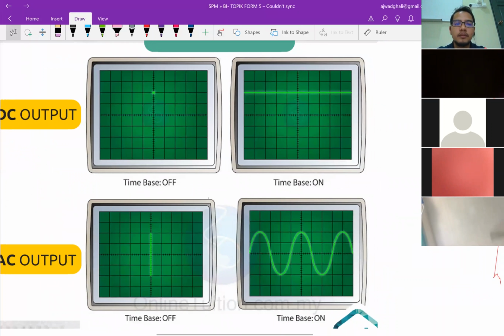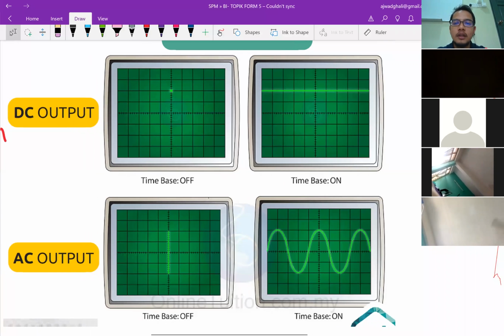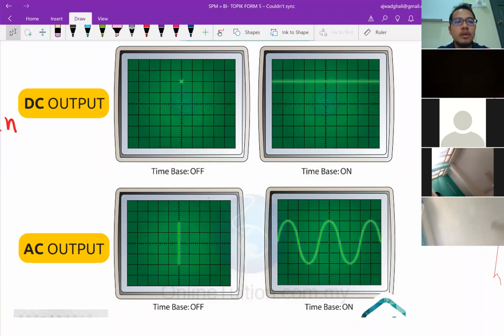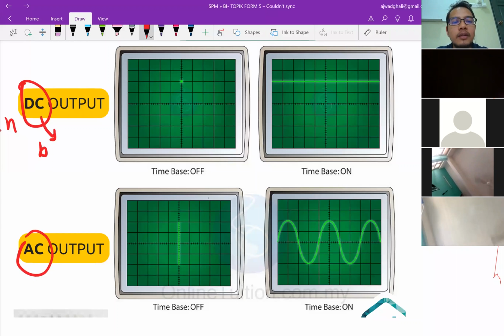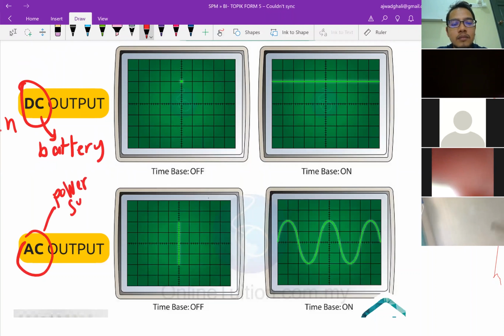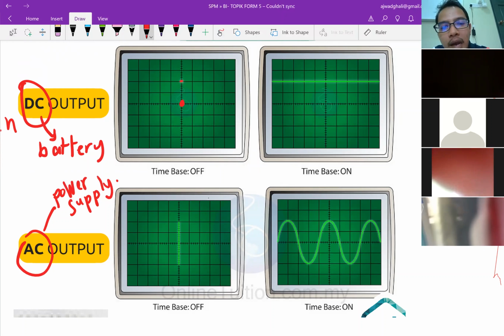So here you can see that we have a DC output, DC, and alternating current. DC is basically from the battery, AC is from a power supply. So if you just switch it on, it will be here. But when you connect to a battery, for this example, the dot moves up.